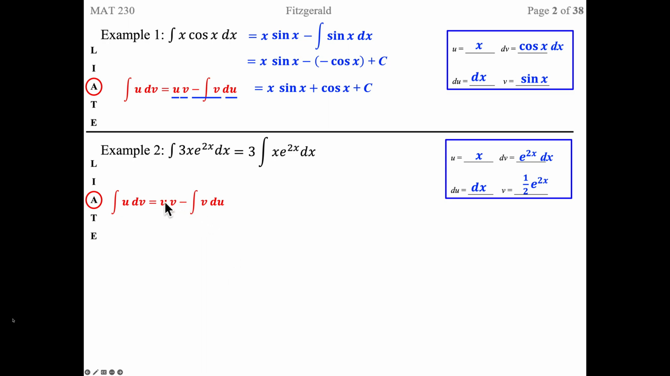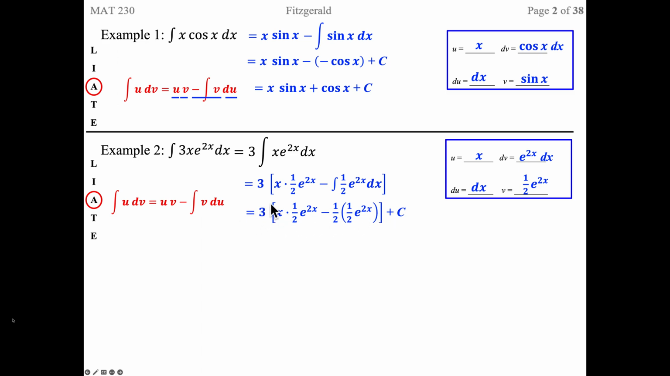All right, so we substitute everything in. My u is going to be my x times my v, which is 1/2 e to the 2x, minus the integral of 1/2 e to the 2x dx. And all of that, remember, still bring down your 3 out in front. The nice thing here, when you have these exponential functions, you've already integrated it right here. So you're going to have 1/2 times 1/2 e to the 2x right there. Don't forget to put in your plus c, and then we'll multiply everything out.